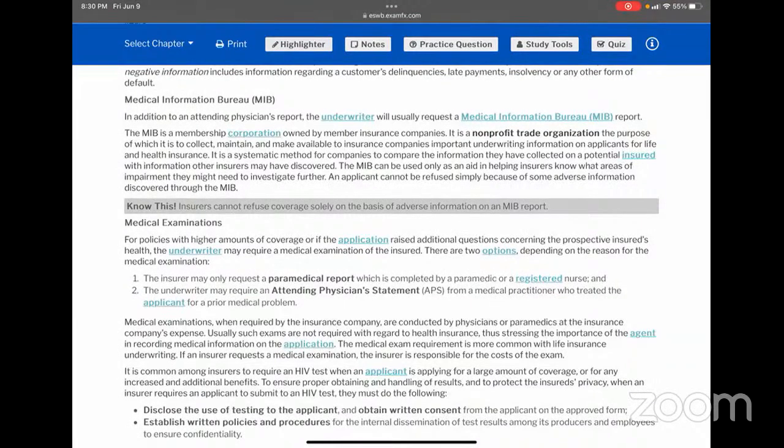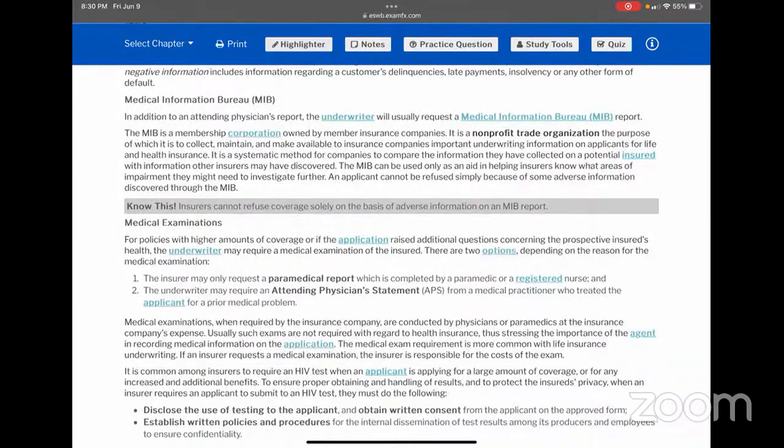When y'all start writing policies, y'all will see that a lot, APS. Right, that's attending physician statement from a medical practitioner who treated the applicant for a prior medical problem. Medical examinations, when required by the insurance company, are conducted by physicians or paramedics at the insurance company's expense.